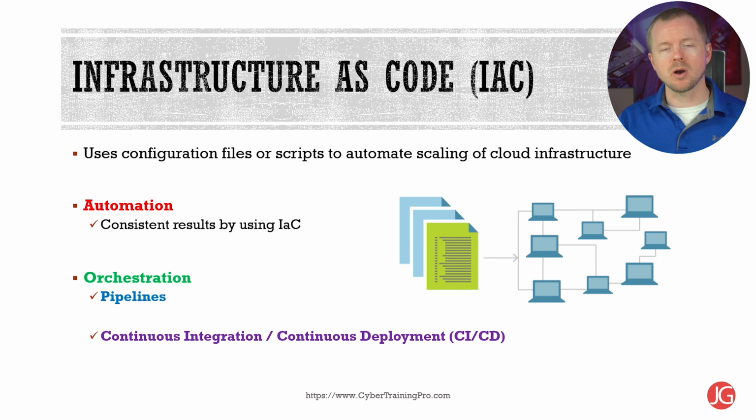As organizations grow, one of the issues that starts to rise is the ability to scale with consistent results from performance, security, complexity, and many other areas. Infrastructure as code, or IAC, involves creating configuration files or scripts that automate the process and produce consistent results for easily scaling cloud infrastructure. There's two major concepts that you need to know related to infrastructure as code.